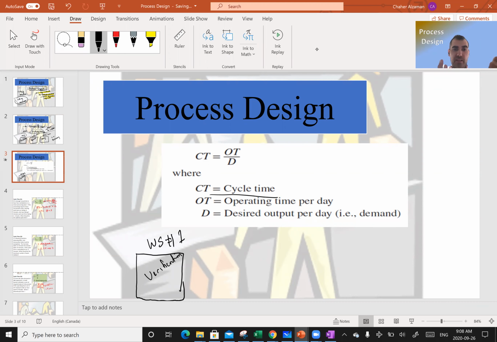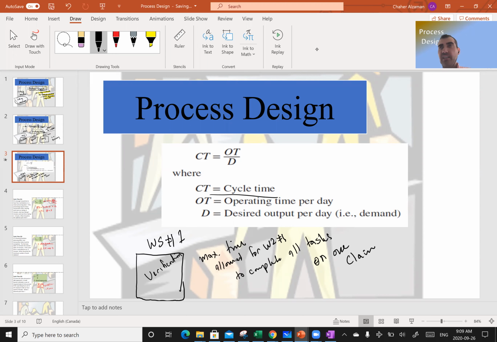Now, the maximum time allowed for workstation 1 to complete all the verification tasks, all tasks that have to be done for verification on one claim. So it is basically an estimate for each claim. How long does it take for all these tasks to be completed for one claim? This is what we call cycle time.